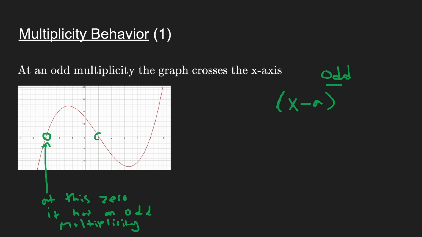And same thing for this point right here. Notice how the graph crosses at the x-intercept 1, 0. That means at that 0, we're going to have an odd multiplicity as well. And same thing for this one. Notice how it crosses the x-axis. We're going to also have an odd multiplicity there. So this polynomial just consists of odd multiplicity on each 0. So yeah, let's move on.